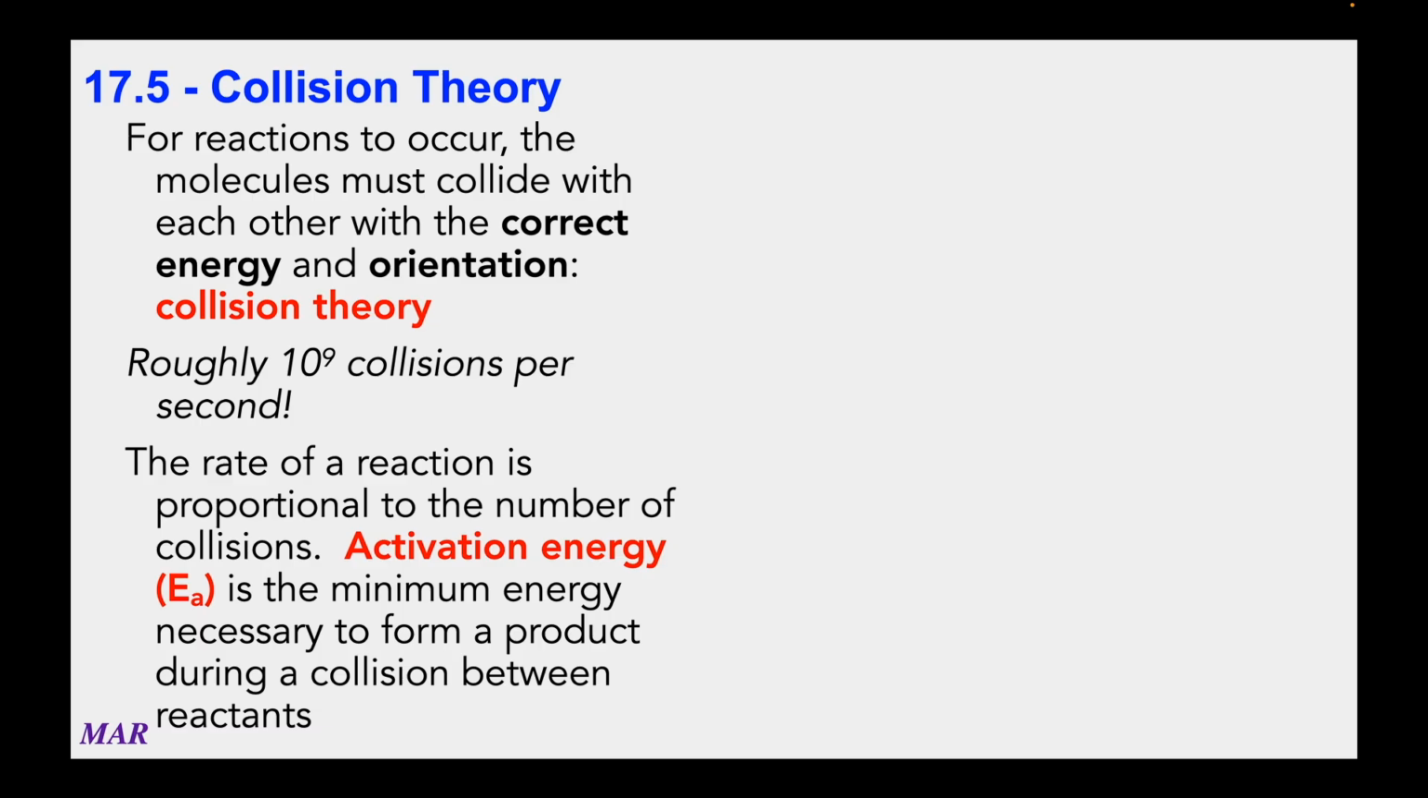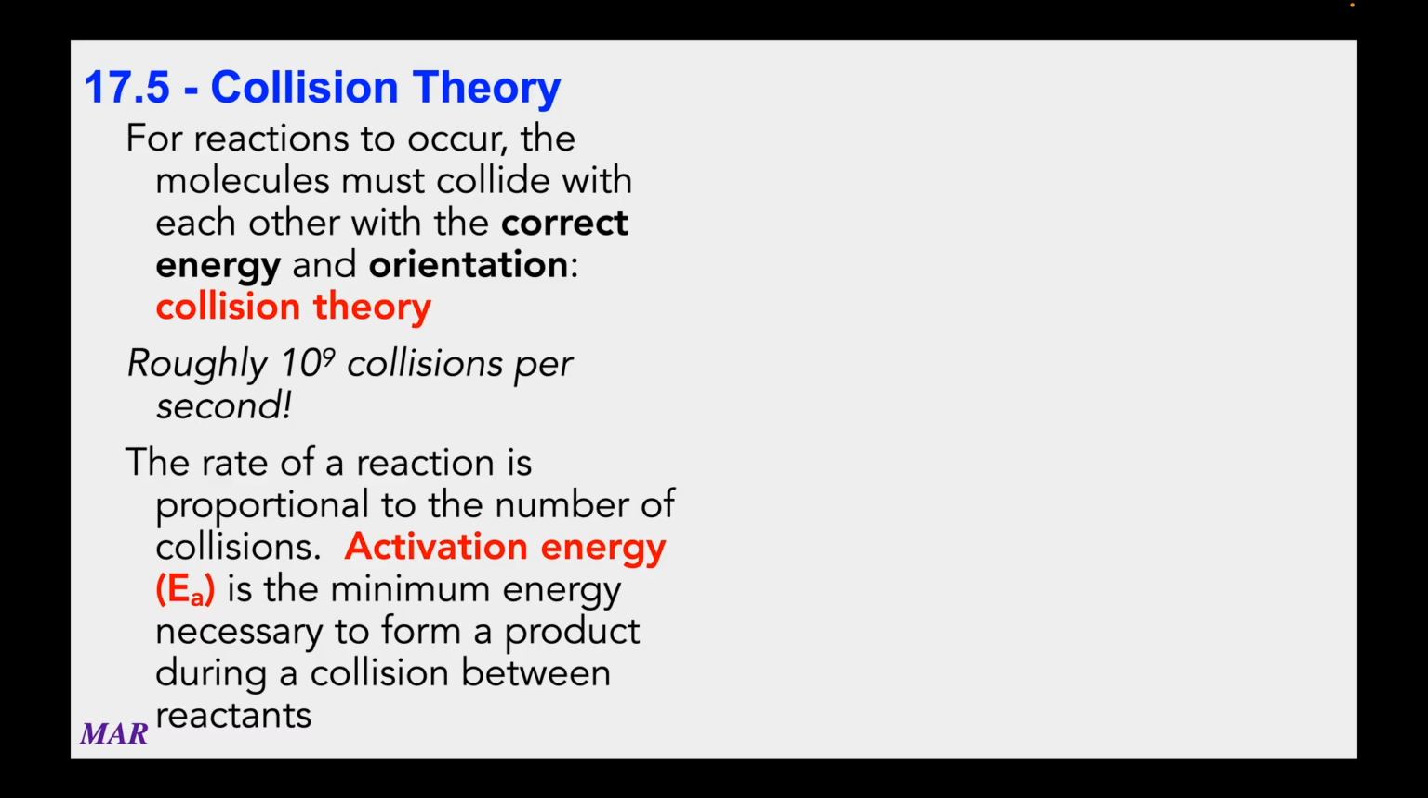Now, in a normal chemical reaction at about room temperature, they claim there's about 10 to the ninth, or a billion, collisions per second. And that's a lot of collisions. But anyway, when you have 10 to the 23rd of these little atoms and molecules running around, it's not a big deal to have that many collisions. However, it is still kind of fascinating. So the rate of the reaction, the speed of the reaction, will be proportional to the number of collisions.